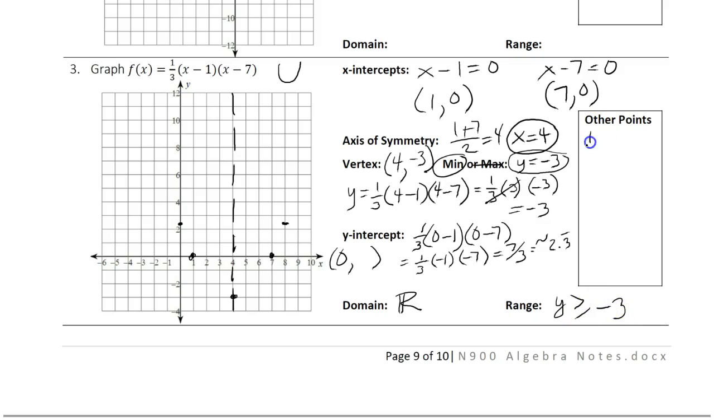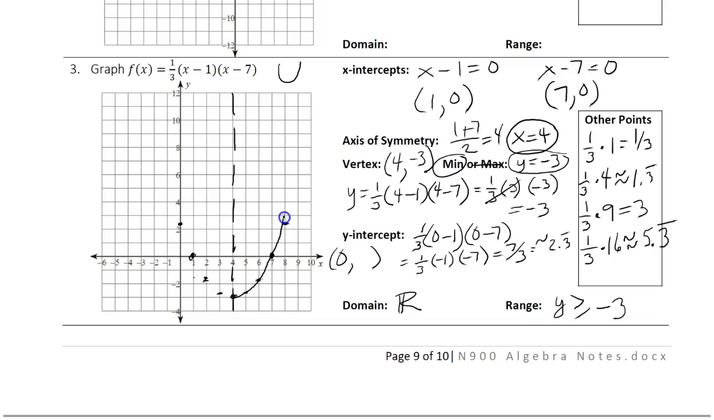To find the other points, use a equals 1/3. 1/3 times 1 is 1/3. 1/3 times 4 is approximately 1.3. 1/3 times 9 is 3. 1/3 times 16 is approximately 5.3. Draw a smooth curve.